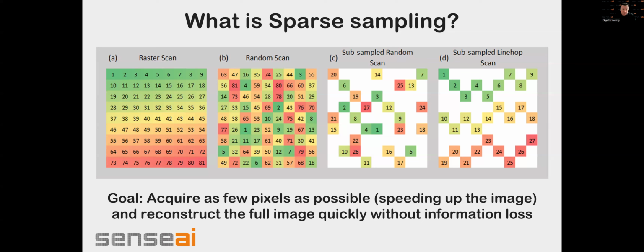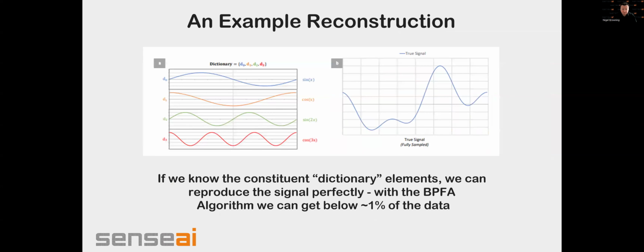So our goal is to acquire as few pixels as possible, and that speeds up the image. But to make it practical, we also have to be able to get our reconstruction of the full image as quickly as possible. And what we're aiming for is to have a video rate reconstruction so that when you acquire a sparse sampled image and you do compressive sensing and in-painting, you get an image in the same time as you would normally get a full scan. So let's talk a little bit about the reconstruction.